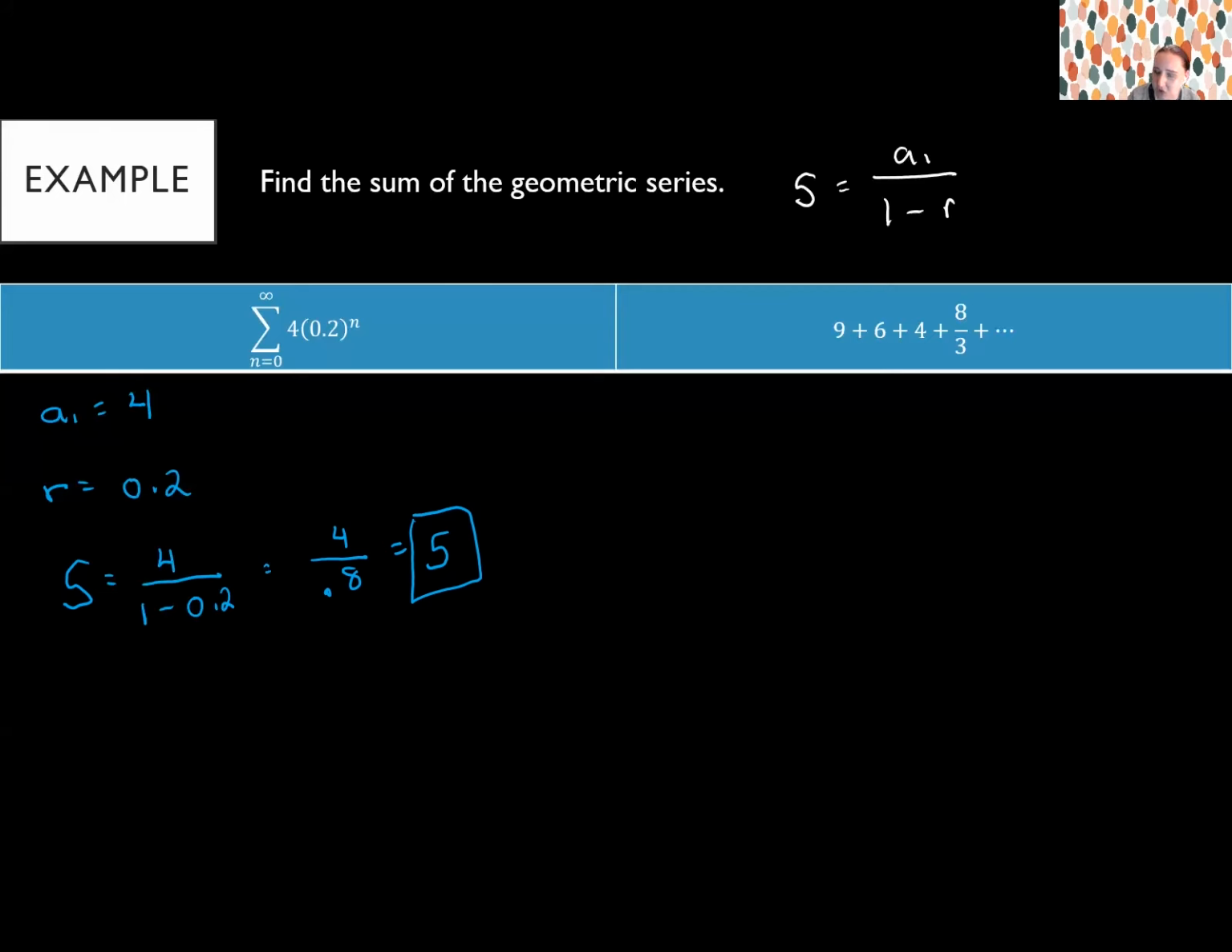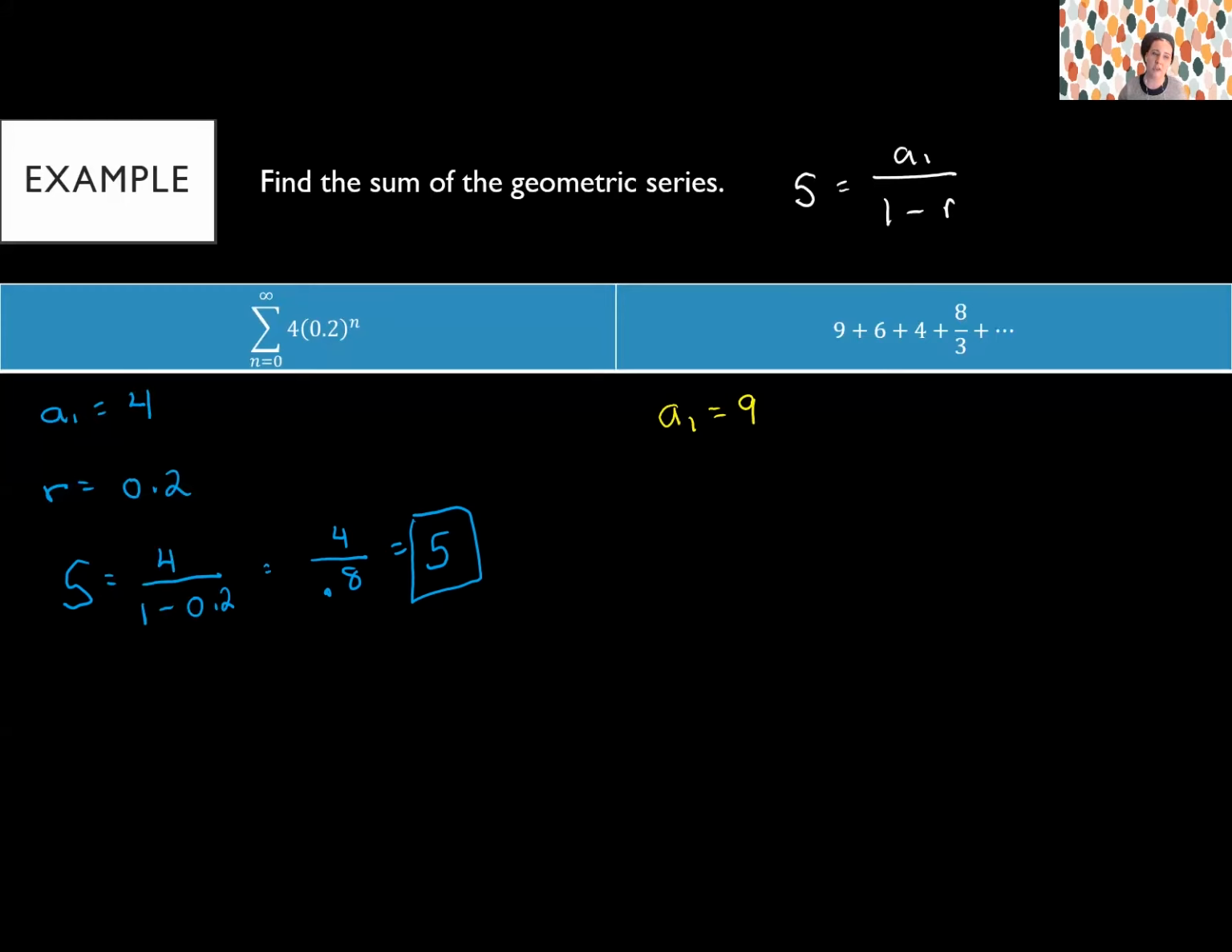Let's do it for good measure. We'll just practice. We'll put it in summation notation as well, just so you can see what this means. But the first thing you have to do is identify A1. That's going to be your first term. So that 9 is A1. That's easy enough to find.